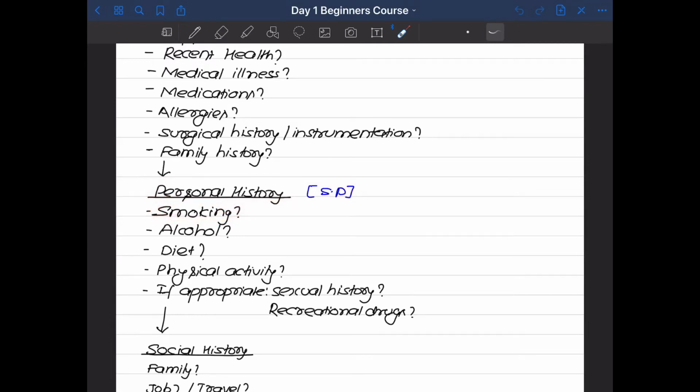And if yes, then what do you smoke and how much do you smoke? Do you drink? If yes, then what do you drink and how much do you drink? Then you ask about his diet. Just ask, tell me more about your diet, tell me more about your physical activity.